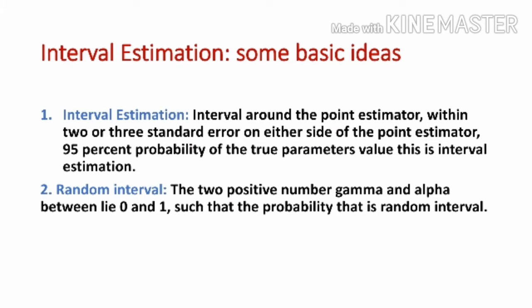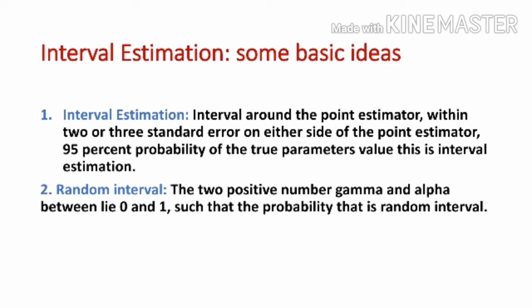Interval estimation, some basic ideas. Interval estimation builds an interval around the point estimate, within 2 or 3 standard errors on either side of the point estimate, with 95% probability of containing the true parameter value. This is the interval estimation.